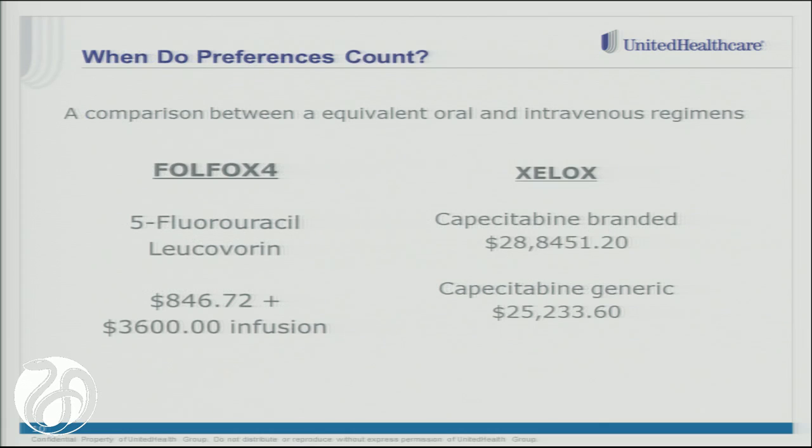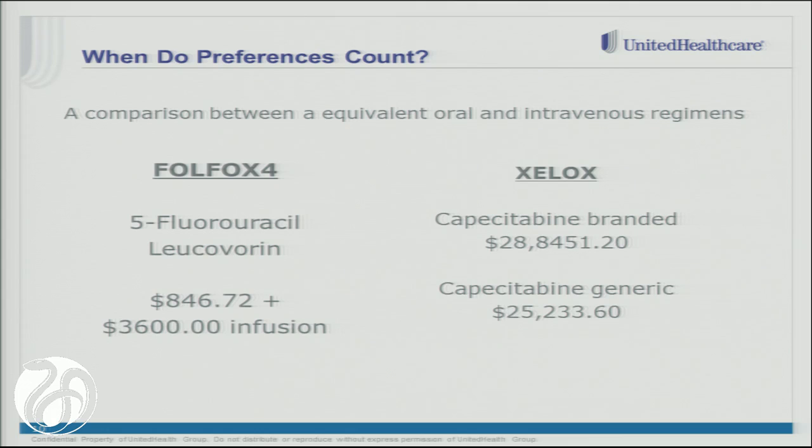Oh, I've got stuck. So let's talk about the consumer viewpoint on oral versus intravenous. And this is unintended. Yusuf and I didn't chat about our talks, but these are two regimens he might have given his patient who was sitting in front. FOLFOX4 is basically the intravenous equivalent of XELOX. They both use oxaliplatin and then a 5-FU, one intravenous, the other oral. And as you can see here, the discrepancies are pretty big.